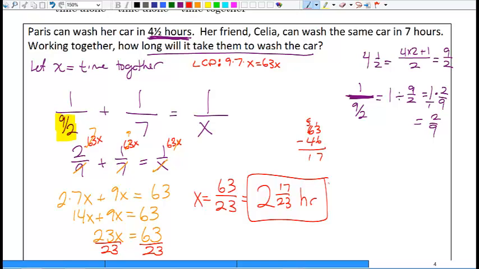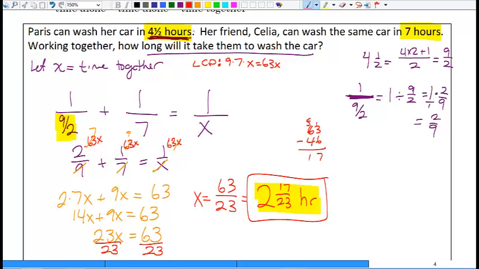Now let's go back and see if this actually even makes sense. If it takes Paris 4.5 hours to wash the car, and it takes Celia 7 hours to wash the car, would it make sense that the answer should be less than that if they're working together? And the answer is yes, it does make sense. If they're working together, it shouldn't take more than what Paris can do by herself, nor should it take longer than Celia can do by herself. It should take less time.